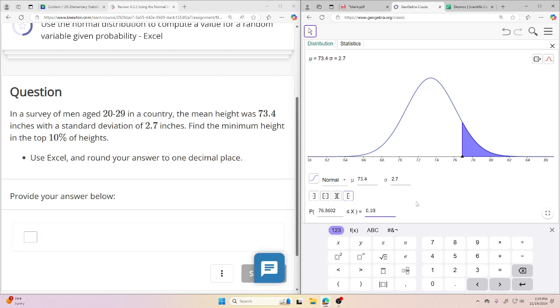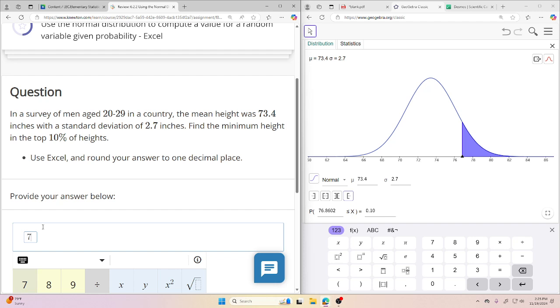Top 10%. Again, everything's just copy paste. Top 10%. Does that look like top 10%? Cool. Awesome. Put it in. Here we go.